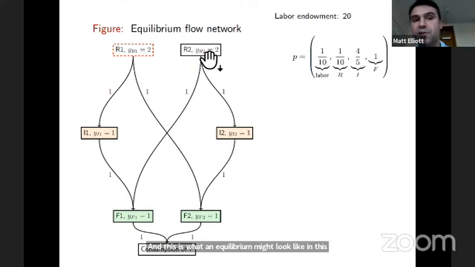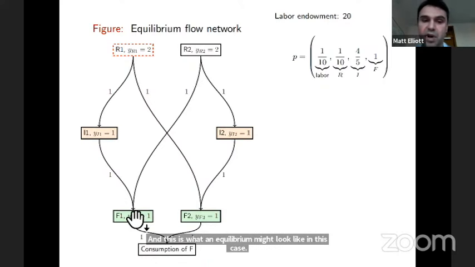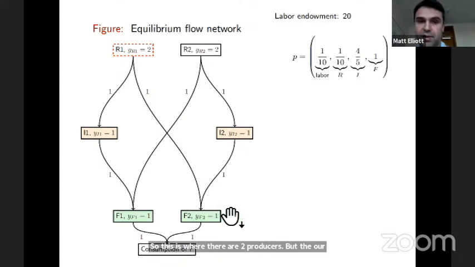So this is where there are two producers of the R good, two producers of the I good, and two producers of the F good. Okay, and so the producer R1 is producing 2 units, is sending one unit for use in the production of F2 and one unit for use in production of I1. Because you can work out what the equilibrium prices are going to be in this case: the price of labor is going to be 0.1, the price of the intermediate good R is going to be 0.1, the price of the intermediate good I is 0.8, and the price of the final good is 1, but that's via a normalization.